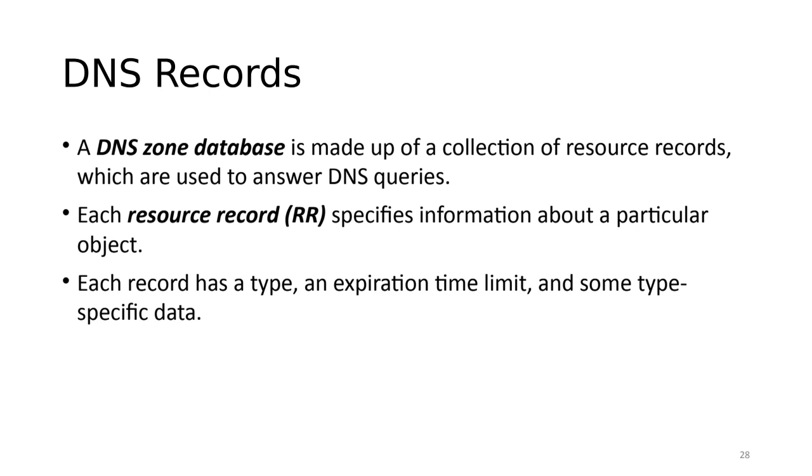DNS records. The DNS zone database is made up of a collection of resource records which are used to answer DNS queries. And these are the types of DNS records. Each resource record, RR, specifies information about a particular object. And each record has a type and an expiration time, it's not forever, okay? So let's see some examples.